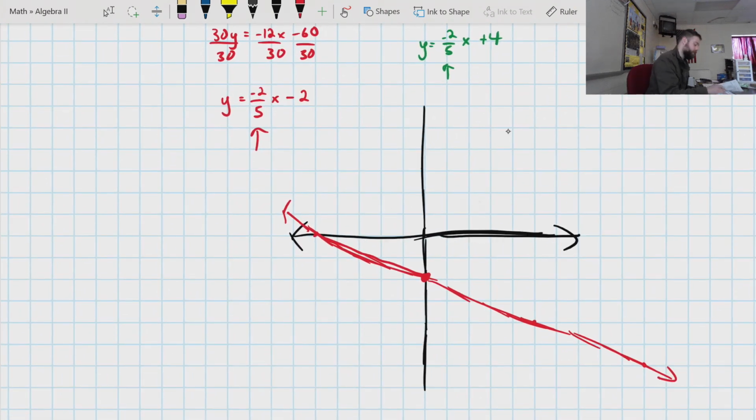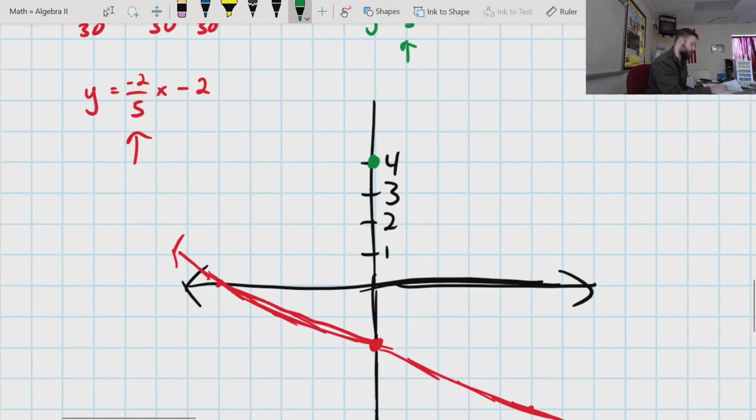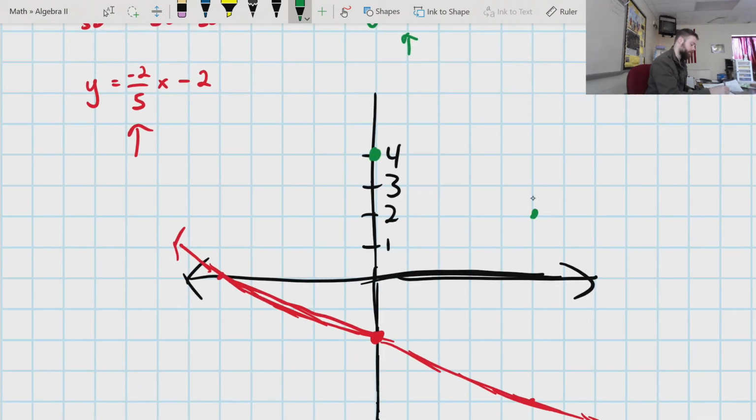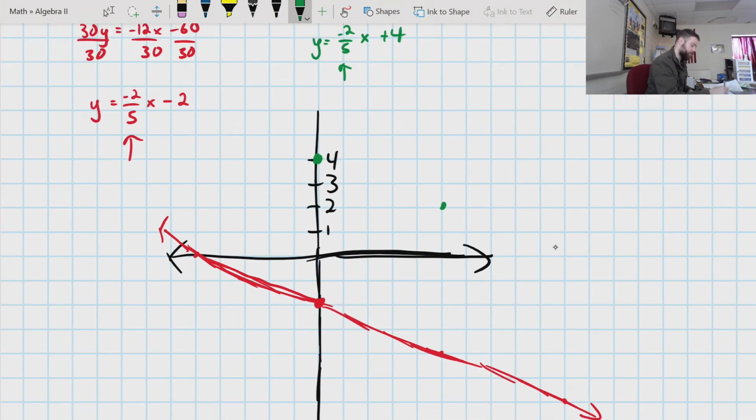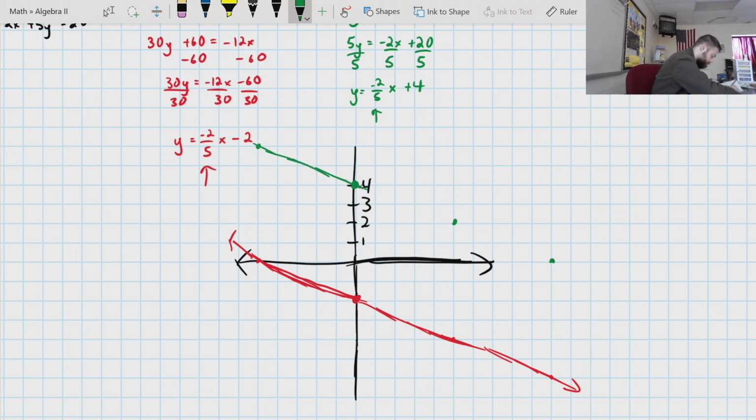And then the next one, I'm going to go up 4 with that green line. 1, 2, 3, 4. And so that's my y-intercept. And from there, I'm still going to go the same slope. So I'm going to go down 2 and then right 5. Yeah, that's correct. Down 2, right 5. And then up 2, left 5. So there we go. And those are my two lines.